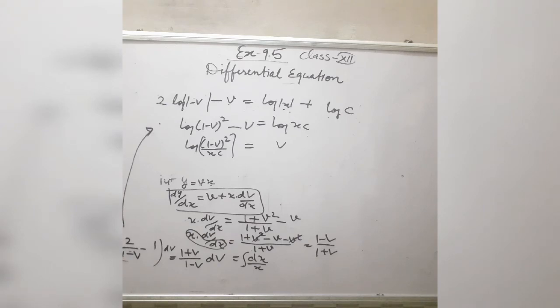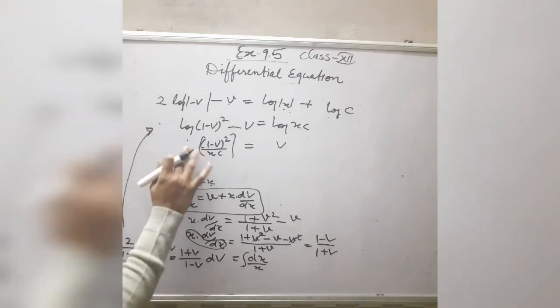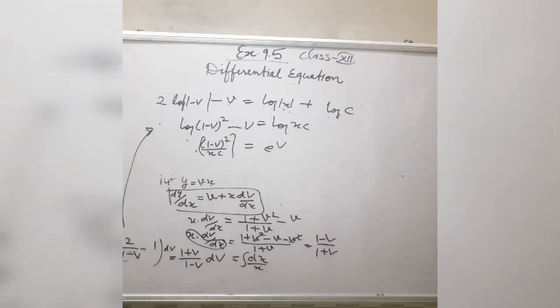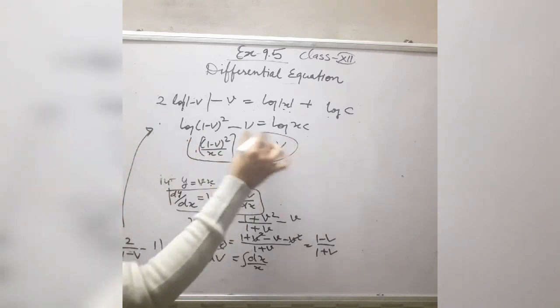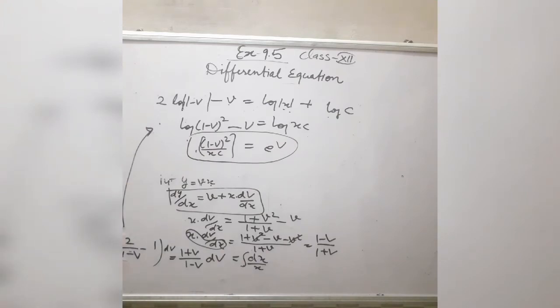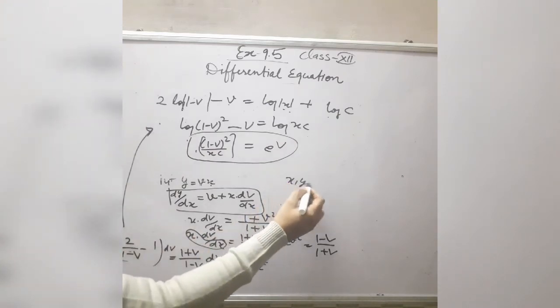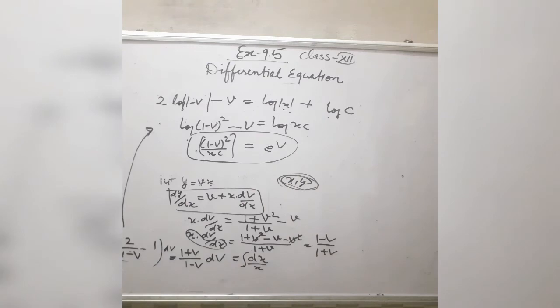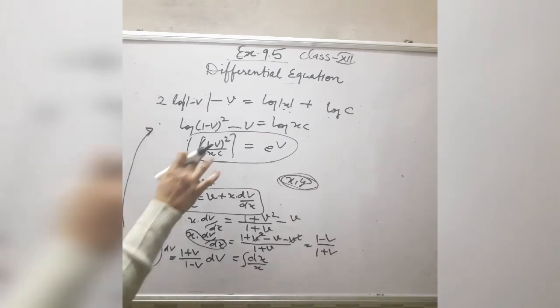Just the variable separable method is used here. And when you take the exponential on both sides, then this log is cancelled with the exponential, and it becomes e raised to power v. But here you are getting the solution in terms of x and v, while in the statement the differential equation is given to you in the form of x and y variables. So in the last step, in place of v you will put the value of v.